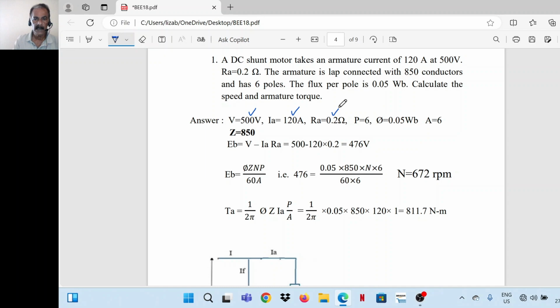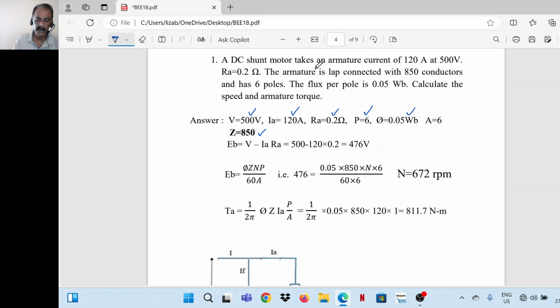Then the armature is lap connected with 850 conductors. So Z is 850. Number of poles 6. Then flux per pole is 0.05 Weber. Calculate the speed and armature torque.